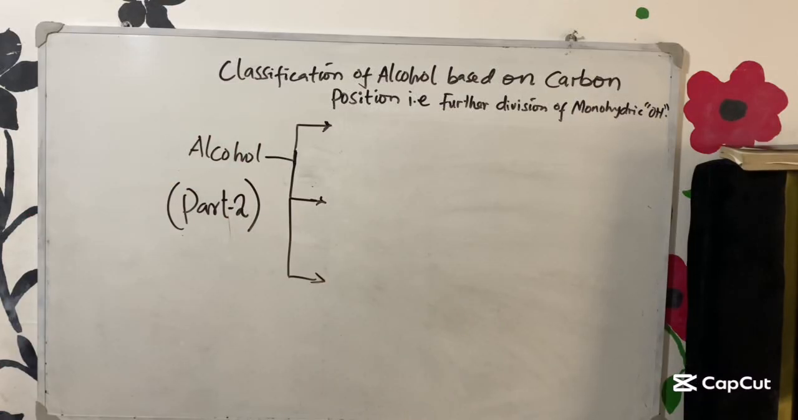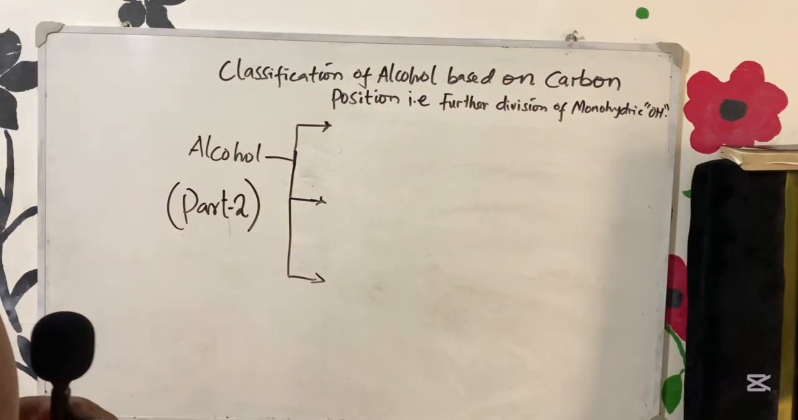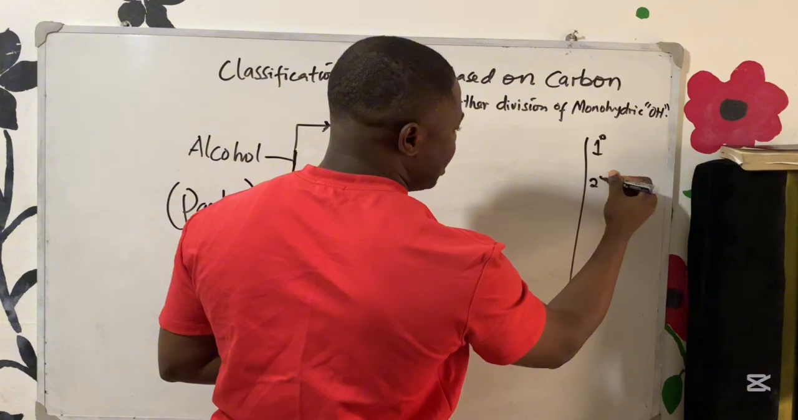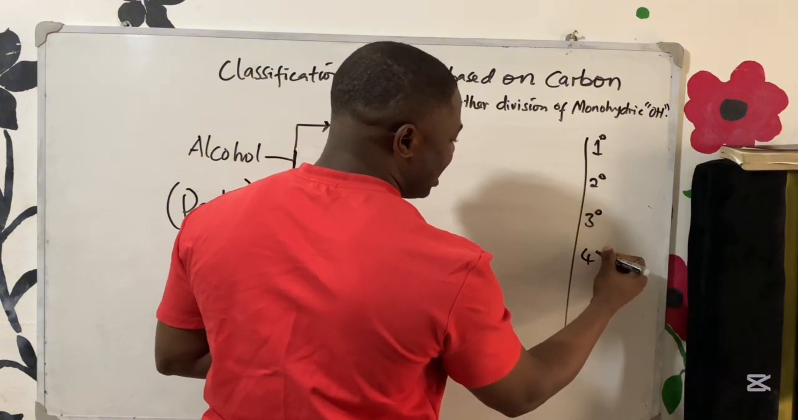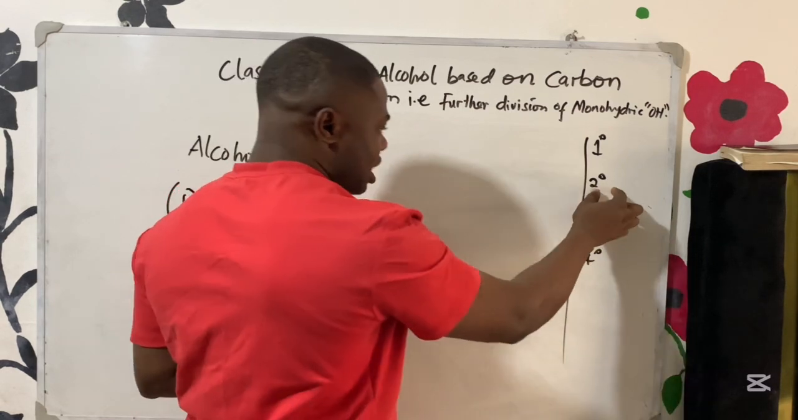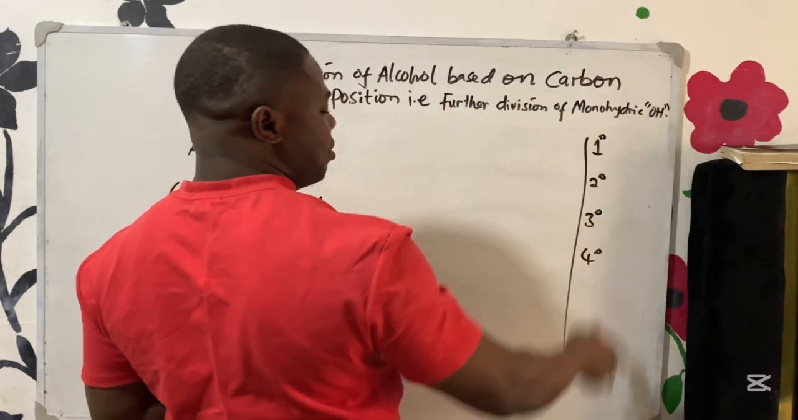Welcome once again. We have part of this classification of alcohol to talk about. Here we're classifying alcohol based on carbon position. Of course, in my previous video, I told you we have 4 types of carbon atom: primary carbon, secondary carbon, tertiary carbon, and quaternary carbon. A primary carbon is a carbon that has 1 carbon atom attached to it. Secondary has 2 other carbon atoms attached, tertiary has 3 carbon atoms attached, and quaternary has 4 carbon atoms attached. These are the types of carbon atom that we have.